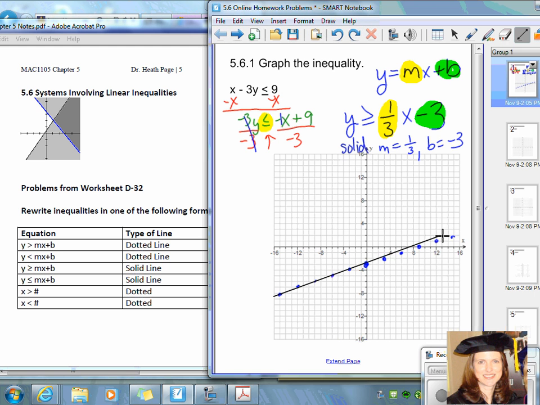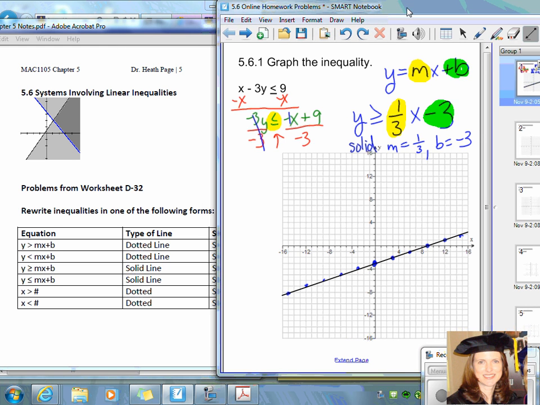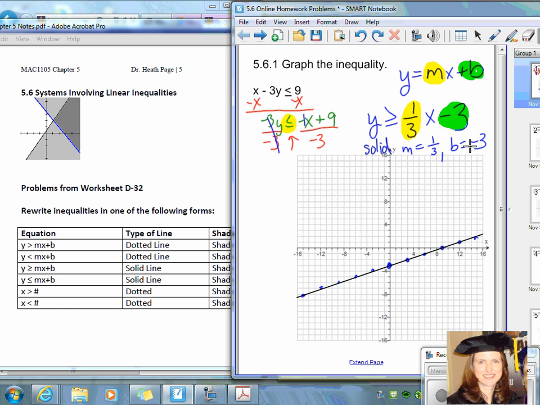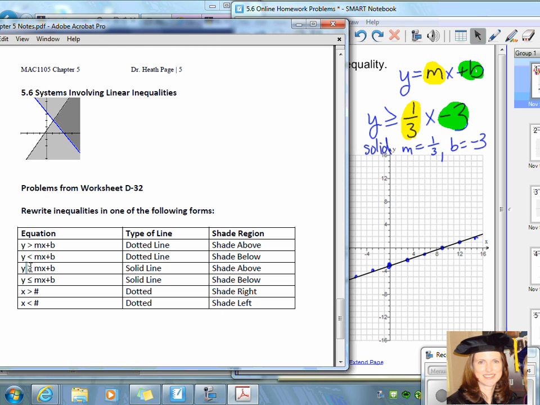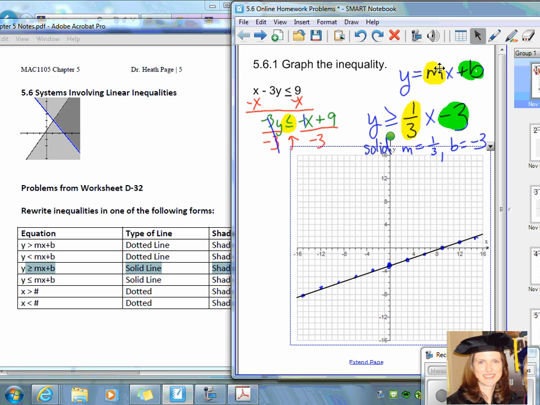And draw the line right through that. The next part we get is the shading. We need to determine if we shade above the line or below the line. Since this is in the form of greater than or equal to, in this case we are going to shade above the line. Just think of shading higher, above, it's greater.